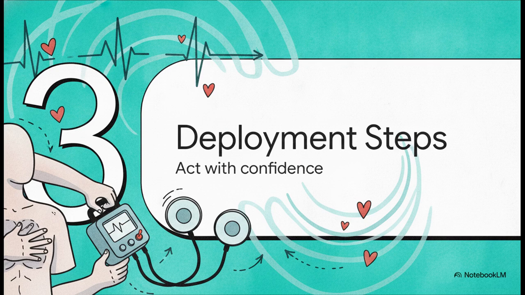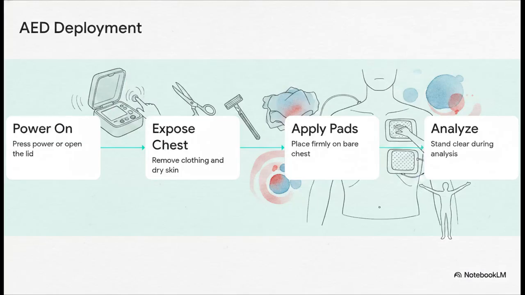With the scene totally secure, it's time to act with confidence and actually deploy the AED, all while a second rescuer keeps chest compressions going for as long as humanly possible. Getting this right follows a strict 4-step sequence. Step 1, and please don't skip this, power on the device first. The second you open the lid or hit that power button, the voice prompts take over and literally walk you through the rest.